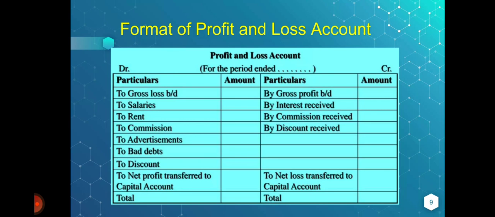In the same way, on the credit side of the profit and loss account, interest received, commission received, discount received. So these are the incomes. All the incomes should be entered in the credit side, and all the indirect expenses are to be entered in the debit side of the profit and loss account. So the balance amount will be net profit.